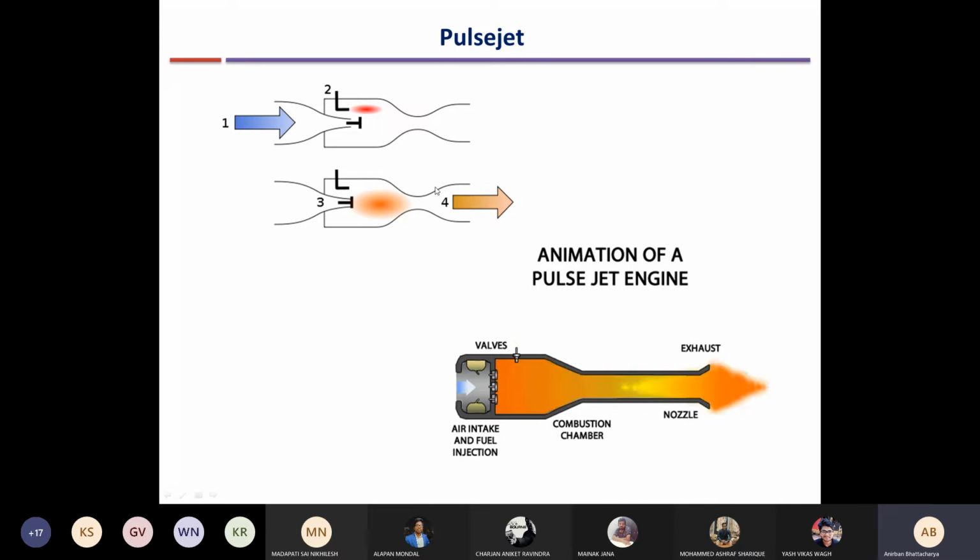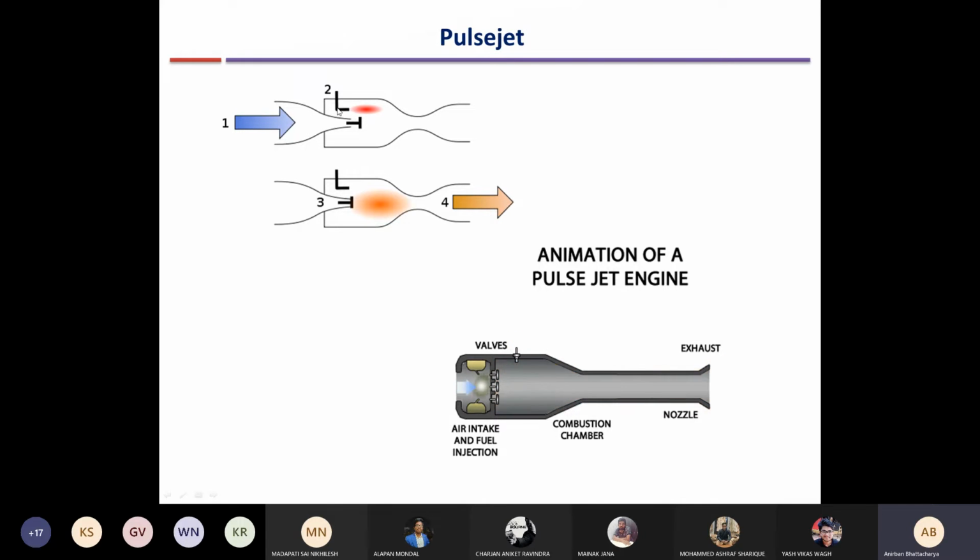So for this type of engine, can you tell what is the main advantage? What will be a big advantage of this engine as compared to ramjet engines? So it can start from zero velocity. Yes, they can operate at low speeds, because at low speeds also they can increase the pressure.